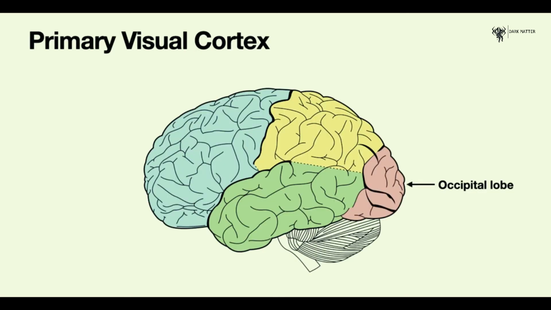This is just a reminder of where the occipital lobe is. So V1 is found in the back of the brain, and V1 is also referred to as the striate cortex.